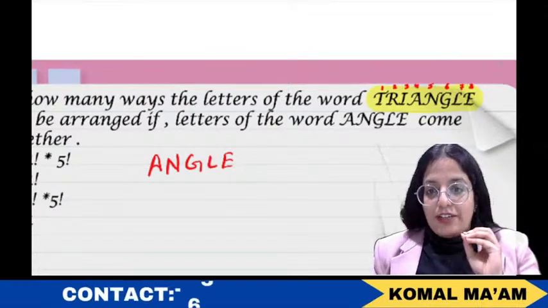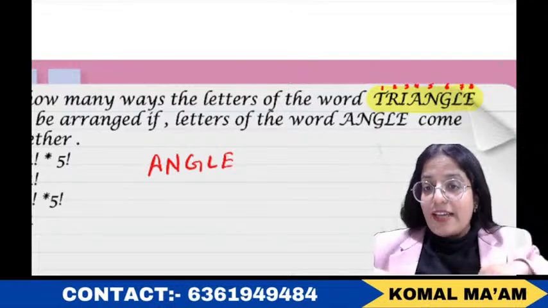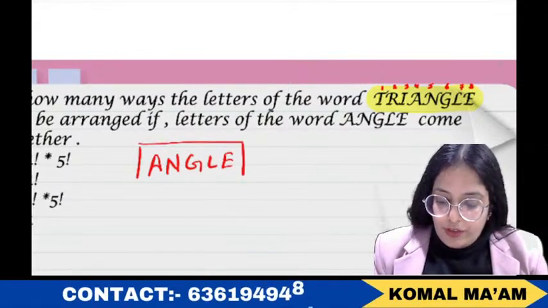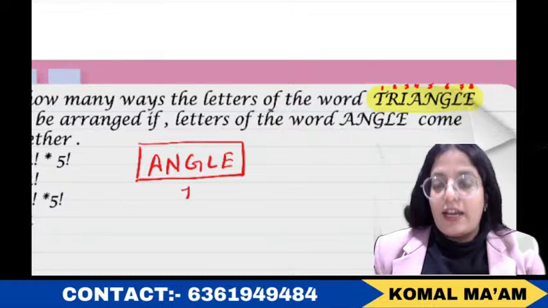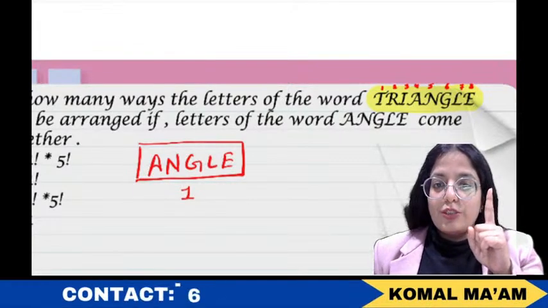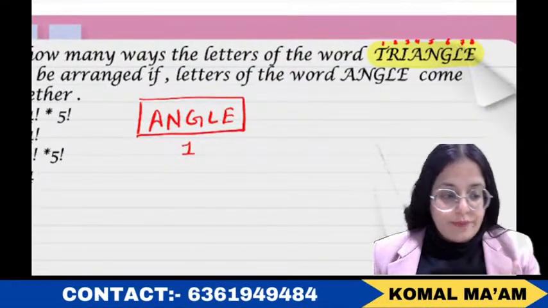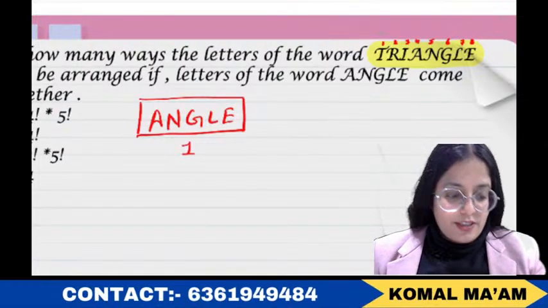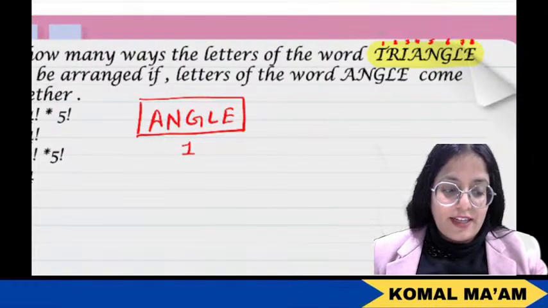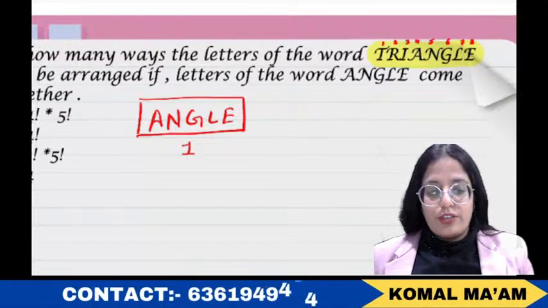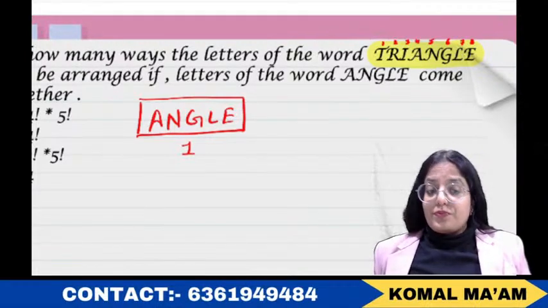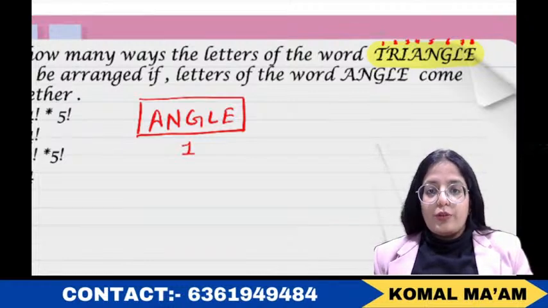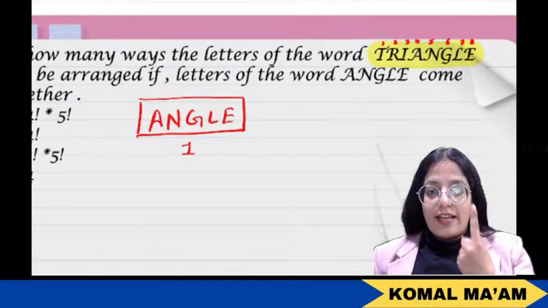Although these are 5 letters, since they have said that they should be together, we will assume it to be one item. I hope this is clear in your mind. Guys, quickly comment in the live chat so that I can understand whether you are able to understand or not. So the letters of the word ANGLE should come together, so we assumed it to be one.